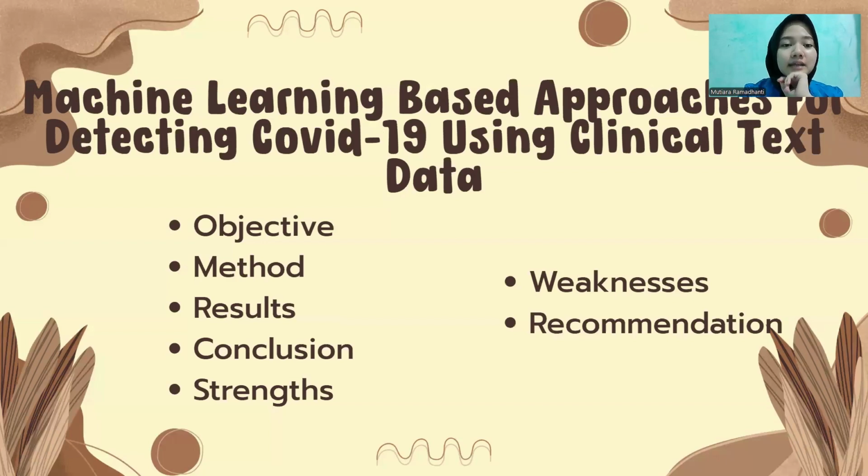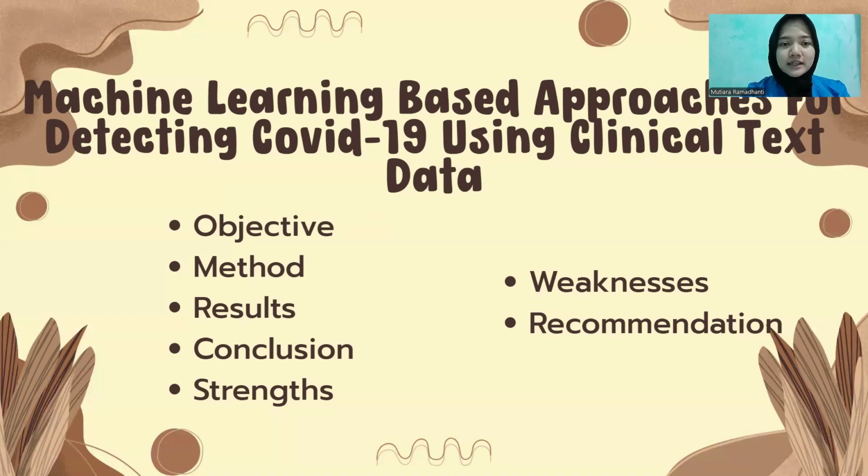Next, method. The study applies machine learning and text classification. The dataset underwent pre-processing steps: cleaning, removing stopwords, and lemmatization, and feature engineering: TF-IDF and bag-of-words. The data was then tested using 8 algorithms, including logistic regression, naive Bayes, and SVM.